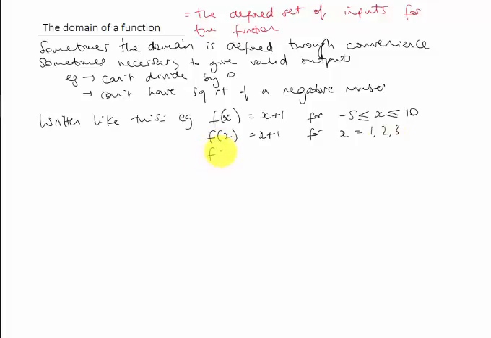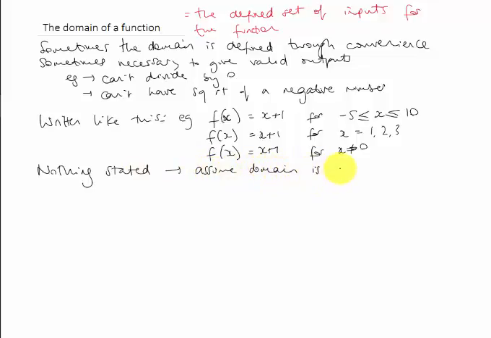Or you could say f of x is x plus 1, and you could just say you don't want x to be 0, for instance. Don't know why you'd want to do that in this example, but that's the kind of thing you might want to do. And if nothing is stated, we just assume it's all the real numbers.